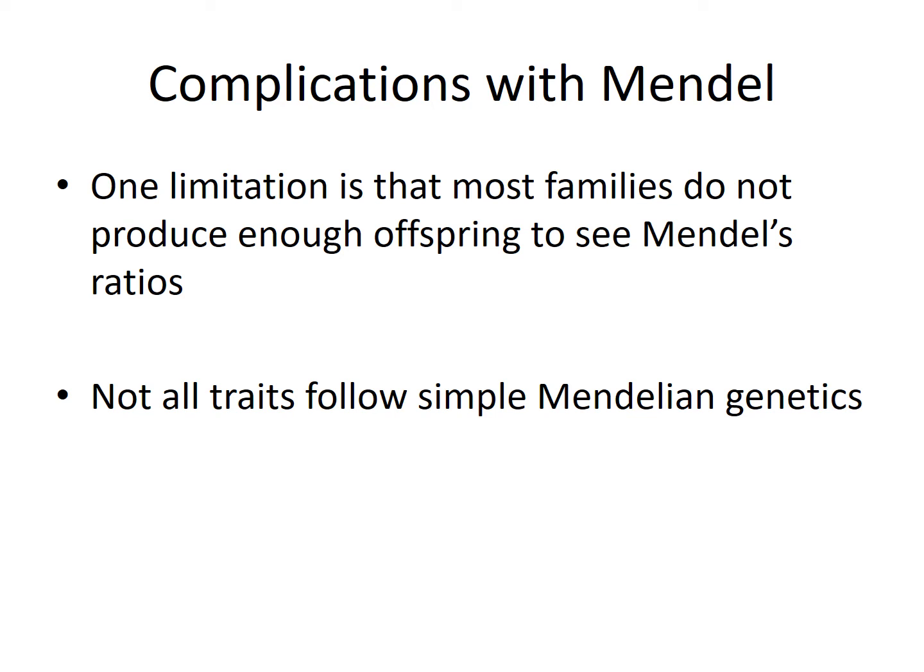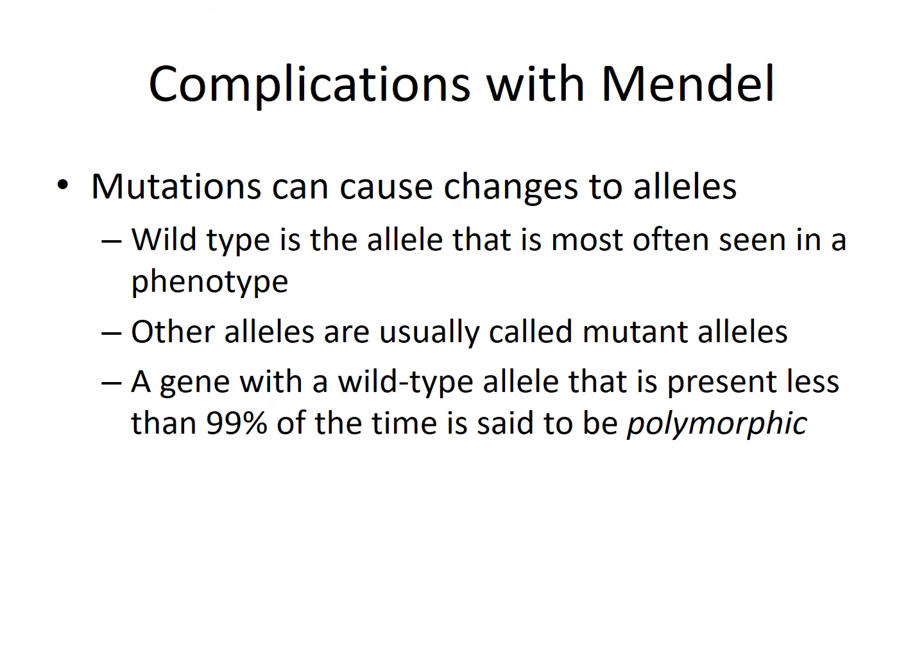But if you're just taking a small sample size, like 3 kids or 4 kids, you might not see Mendel's traits. Another issue with Mendel is that not all traits follow Mendelian genetics, unfortunately. It was a good start for us, but it doesn't always follow things. Another big problem with Mendel is that sometimes mutations occur, and mutations are going to change alleles. And when alleles change, that's going to mess up Mendel's numbers a little bit.